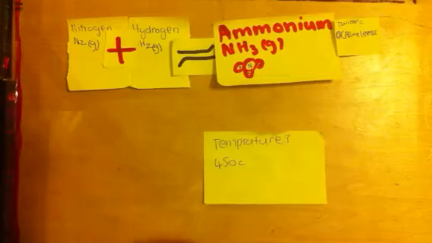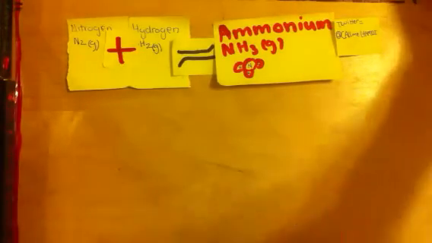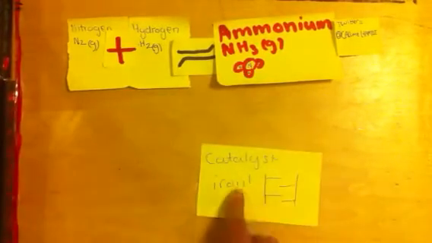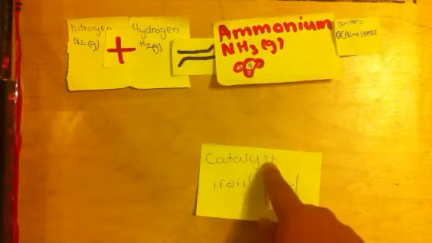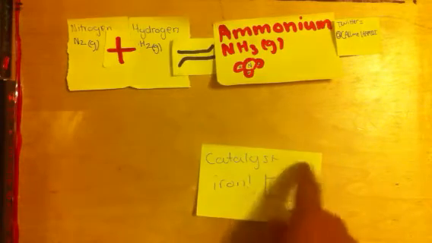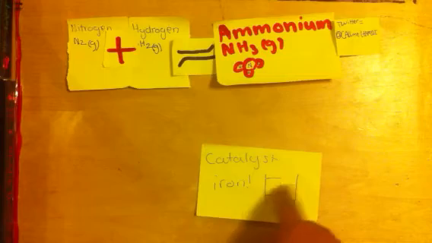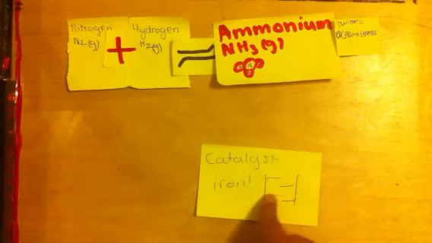But there are other factors, and I'm going to be talking about the catalyst just because there's not much to talk about. The catalyst is iron, and all you need to know is that it speeds up the rate of reaction as the particles move through the catalyst bit. I don't know what to call it. This bit, as it moves through, the rate of reaction is increased.